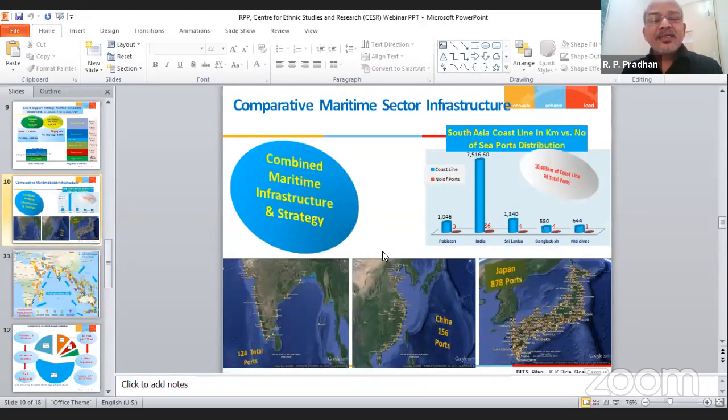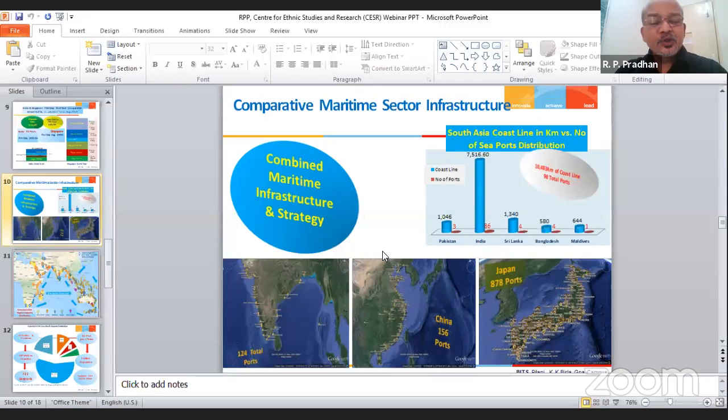So when I look at it structurally, this is India, China, and Japan. I'm just giving a glimpse of Japan. These are the icons you see across the whole of Japan. I've put the icons of the seaports on the Japanese map, and you can see they have 878 seaports. They are all functional. China has 156 seaports. They are all functional, and Shanghai port is far more efficient.